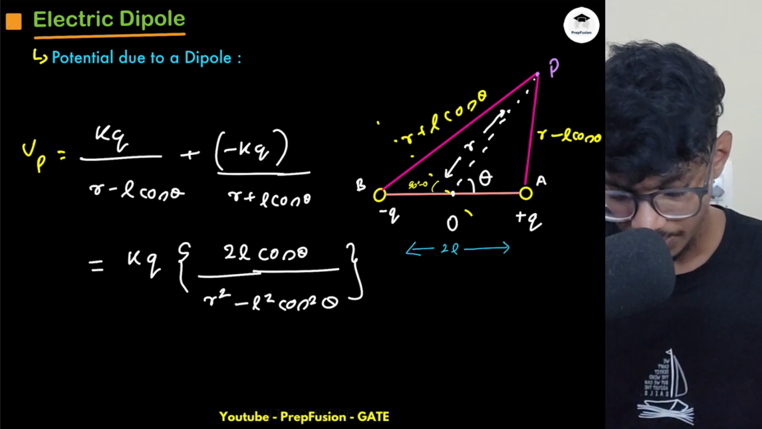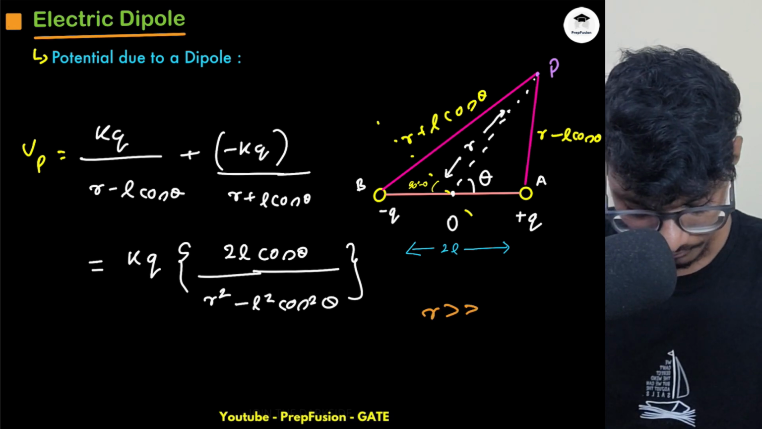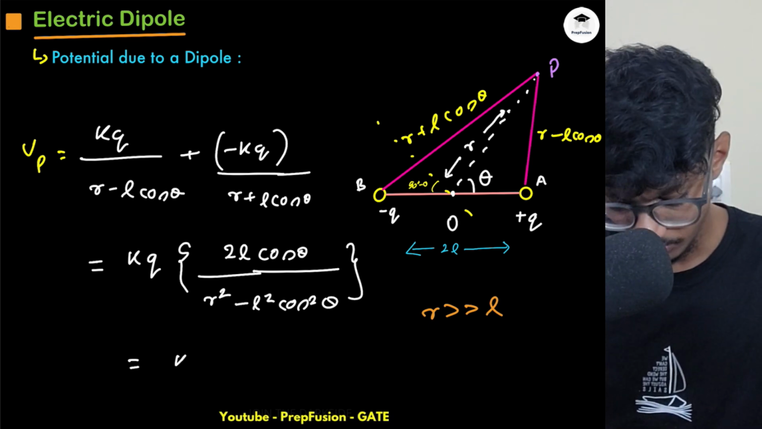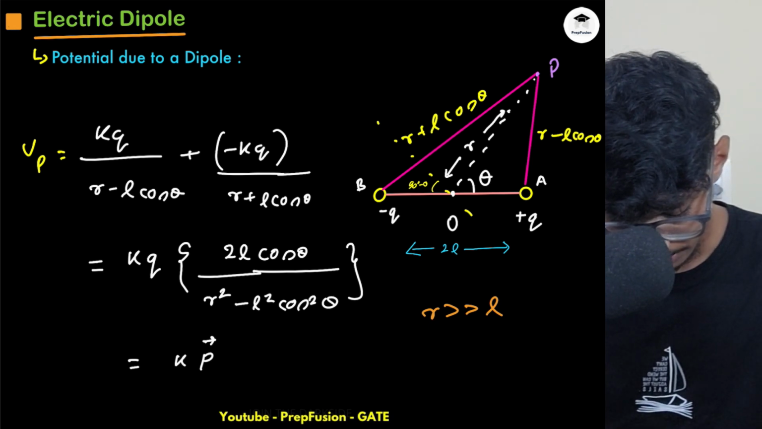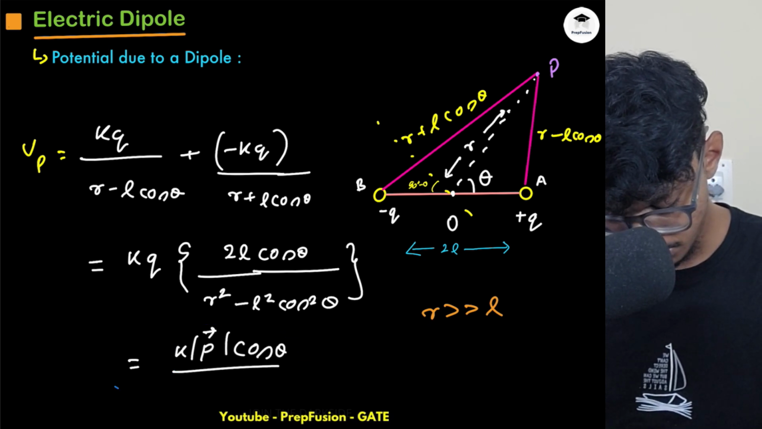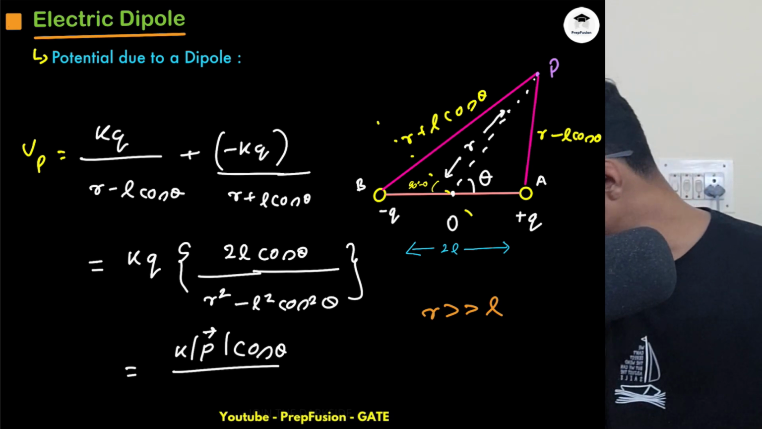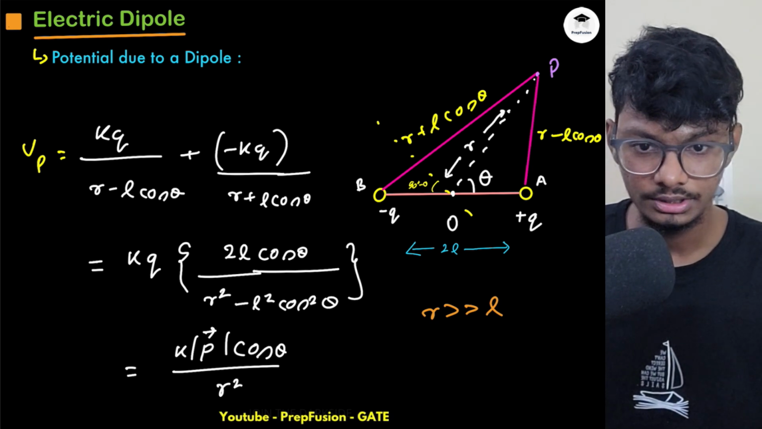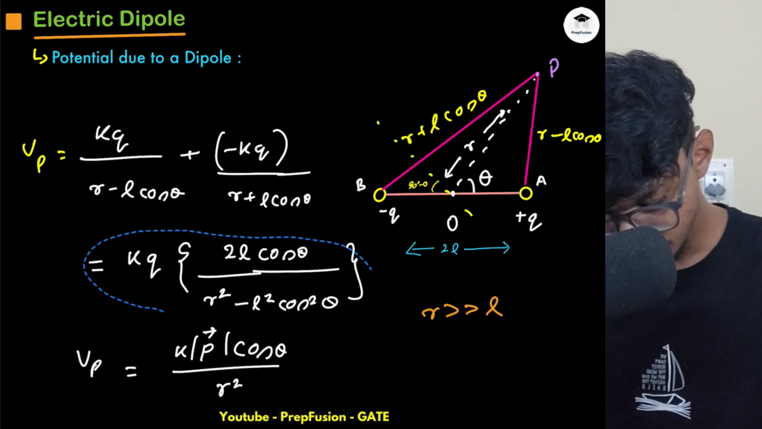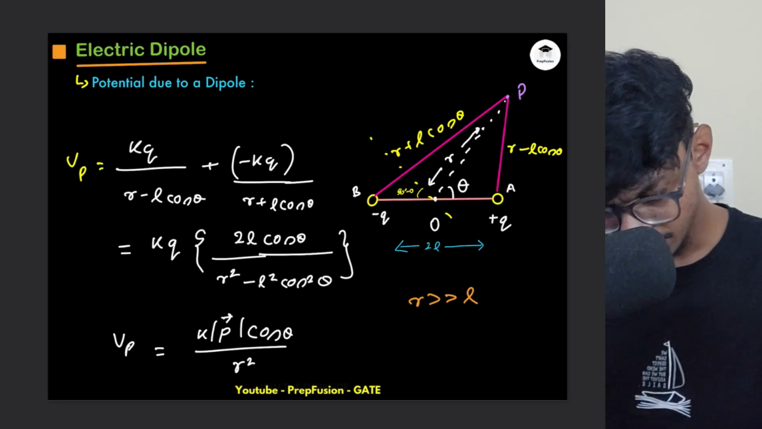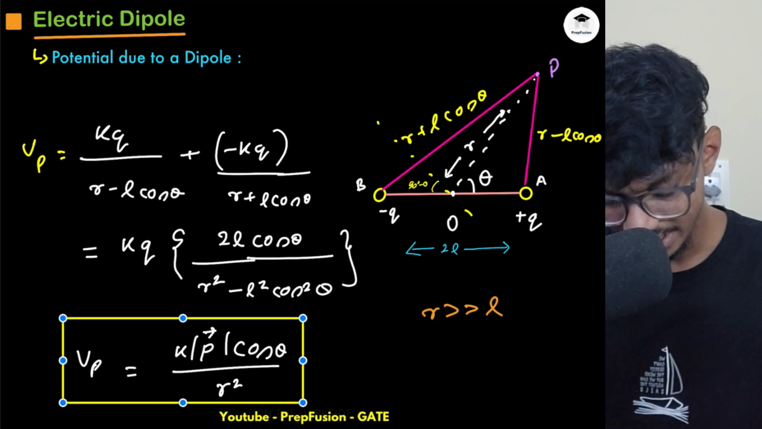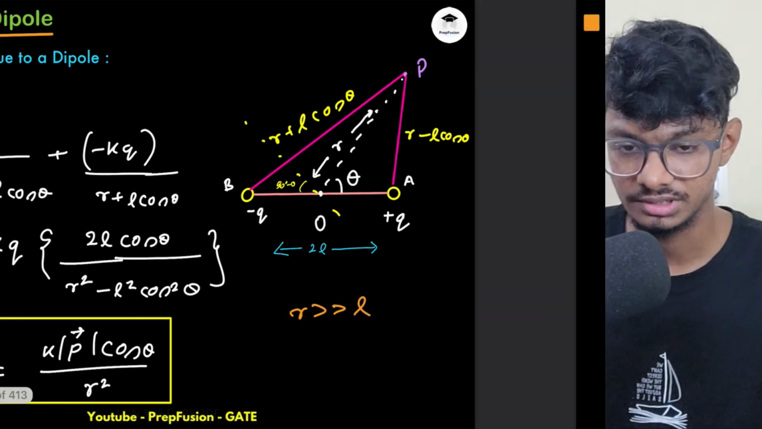Again my approximation is that r is very large compared to L, so this will come out simply as 2LQ, which is again the dipole moment. So this is the dipole moment, and cos theta will be there, and at the bottom we'll have r square. So this will simply be your potential at any random point P due to a dipole. You can remember the derivation, no need to remember the formula. Anyways, dipole is not that important from the syllabus point of view.